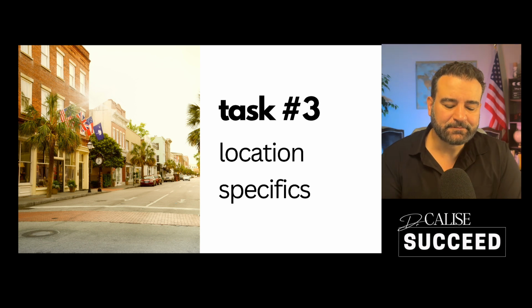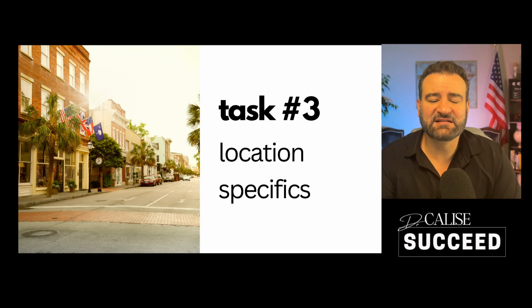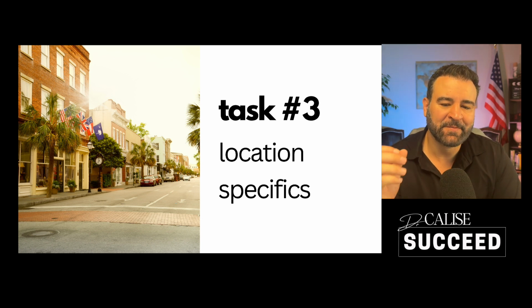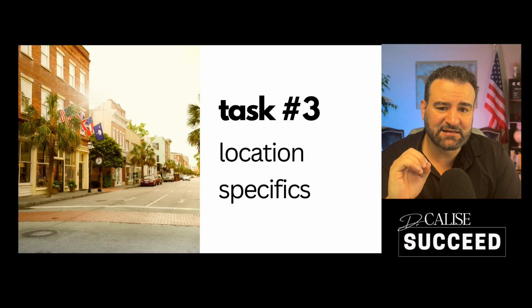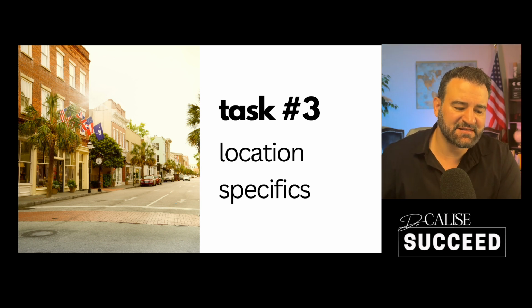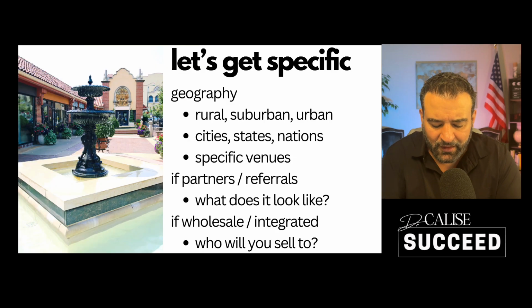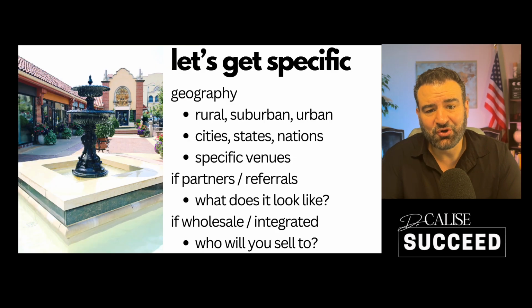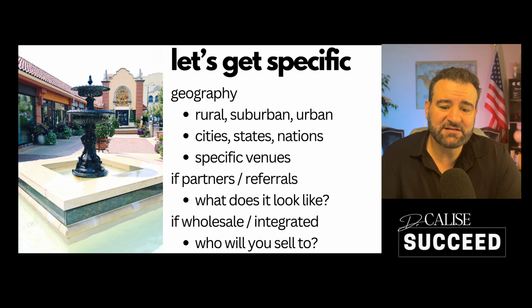Okay. Task 3, location specifics. This task is so simplistic, but it's so important, and so many small businesses and entrepreneurs will often overlook it. This is an extremely important section. So what am I talking about when I say specific locations? Well, let's look at the geography. Are you looking to establish in rural, suburban, or urban areas? What cities, what states, what nations are you looking to do business with? Are there specific venues? If you say, I want to be in shopping centers, okay, which shopping centers are you specifically looking at?